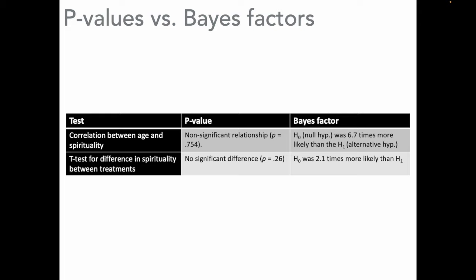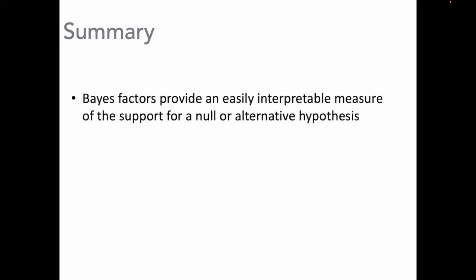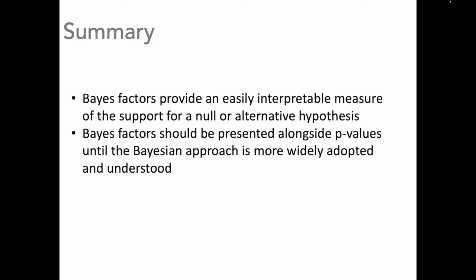When it comes to the t-tests, both approaches are inconclusive. So we have a p-value of 0.26, which is non-significant, and we only have 2 times more evidence for the null hypothesis compared to the alternative. So quite inconclusive there. So in summary, for Bayes factors, we have an easy to interpret measure of either support for the null or the alternative hypothesis, which is relatively straightforward to do within JASP.